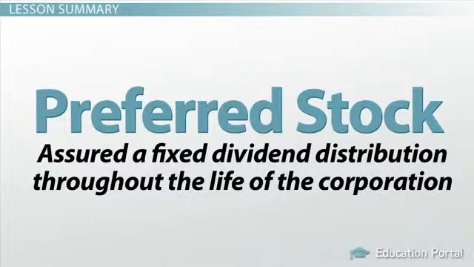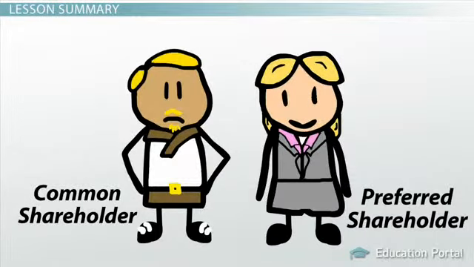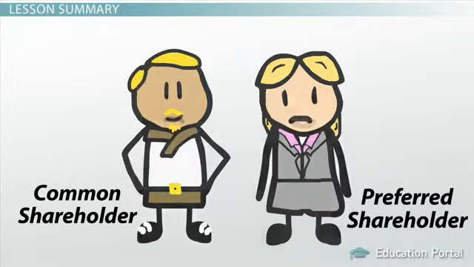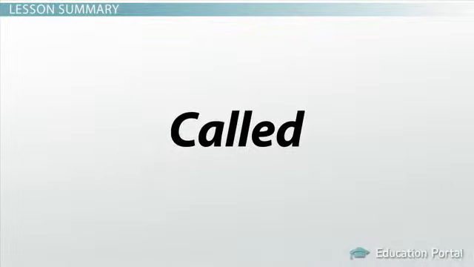dependent on the corporation's financial ability. Preferred stock dividends are distributed before dividends to common shareholders. Preferred shareholders also have a right to corporate assets that comes after creditors' rights, but before common shareholders' rights. However, these shareholders don't usually have the same voting rights as common shareholders, and their stock may be called by the corporation at any time and for any reason.